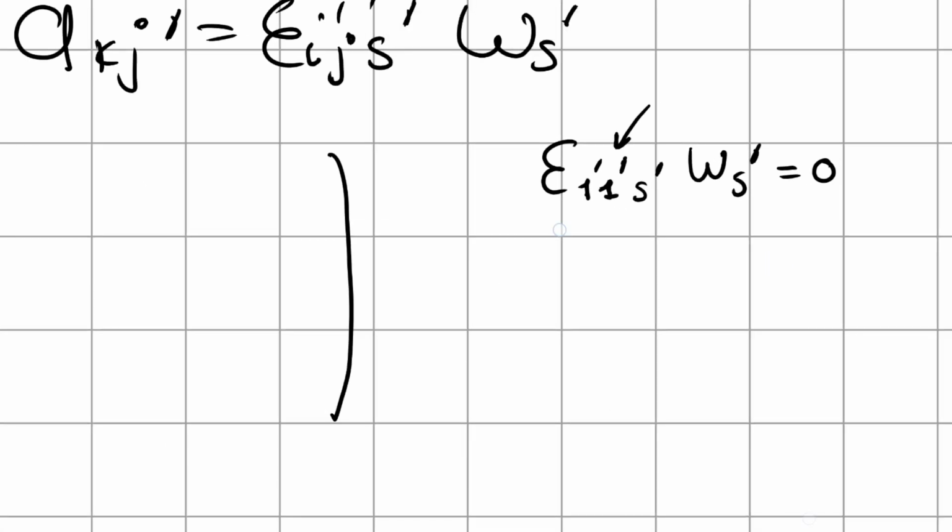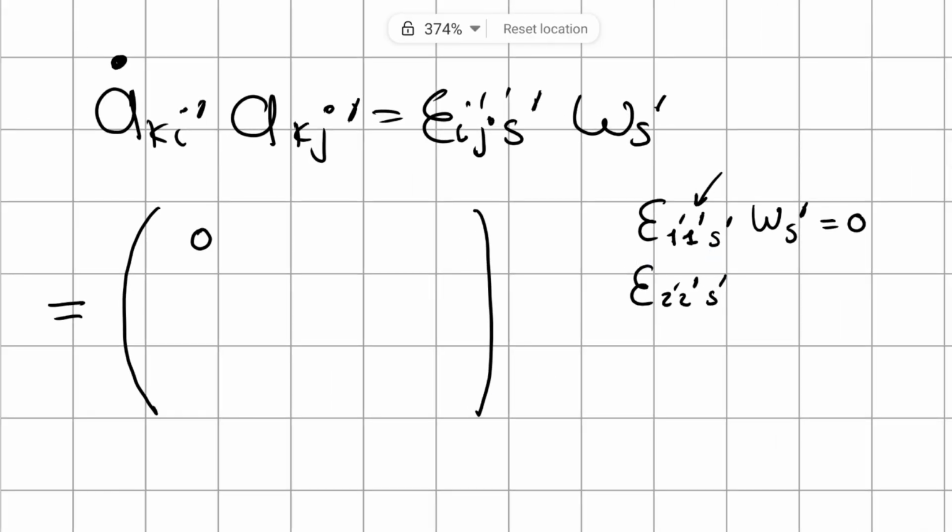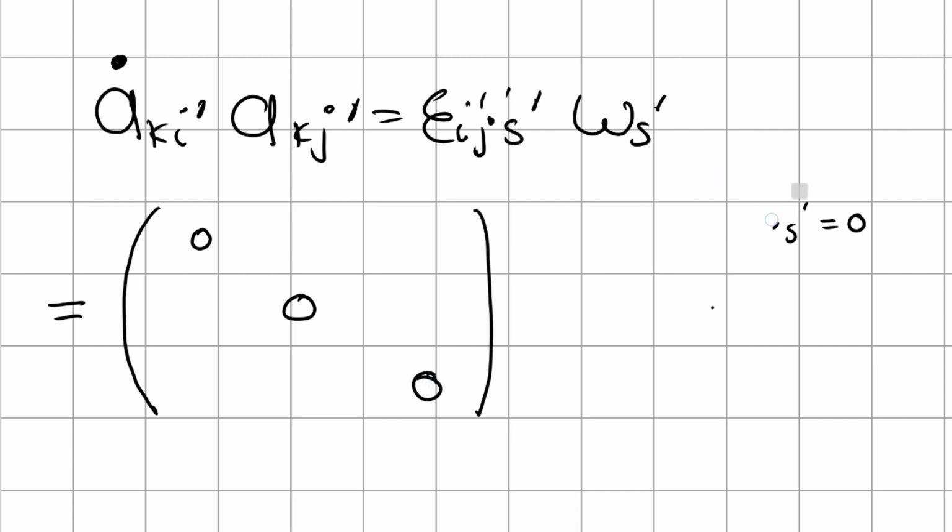And that is also going to happen with the elements that have the row 2 and column 2. So that means that this element is also going to be 0, and it will happen the same with the 3 and 3 indices here. So of course this is also going to be equal to 0.